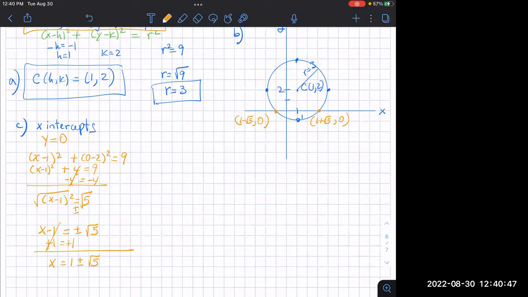Is it plus or minus square root of 5? Yes, because you're square rooting both sides. That's right. It comes from this step.